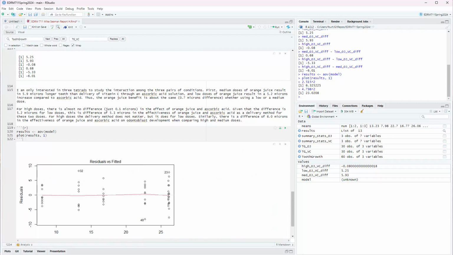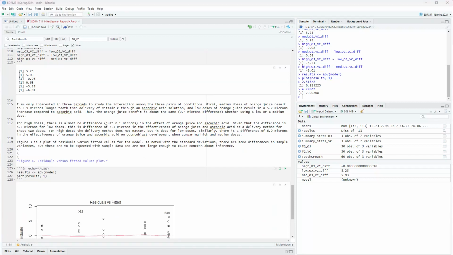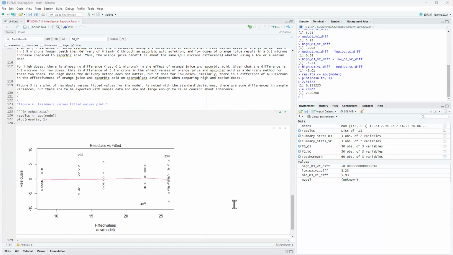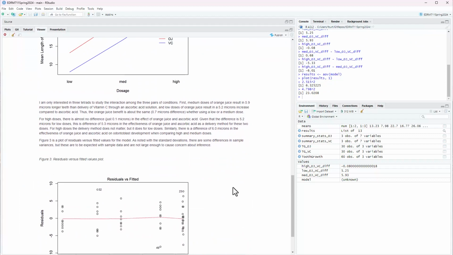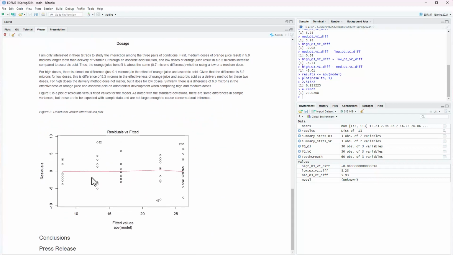I'll make some statements about that now. I state that figure 3 is a plot of residuals versus fitted values for the model. And as noted with the standard deviations, there are some differences in sample variances, but these are to be expected with sample data and are not large enough to cause concern about inference. So this is figure 3, not 4. And I've also put echo equals false for this code chunk so it doesn't show up. Let me see how things are looking right now. Okay, so that looks pretty good. So that handles my residuals versus fitted plots to look at equality of variances.